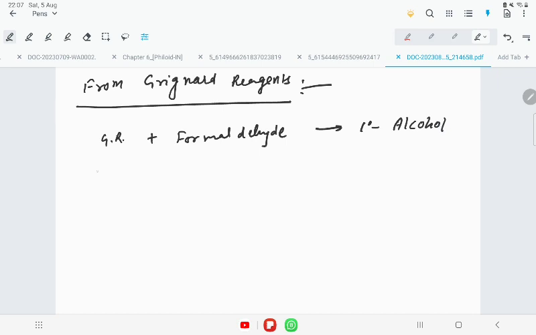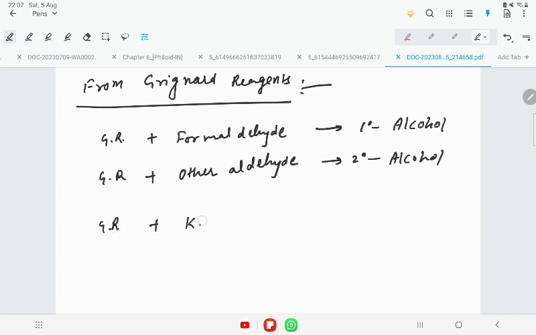Now if you are having Grignard reagent plus any other aldehyde, it is going to give a 2 degree alcohol. Now if you are having Grignard reagent plus ketones, it is going to give a 3 degree alcohol, right, 3 degree alcohol. Dear students, let's try to have a look over it.